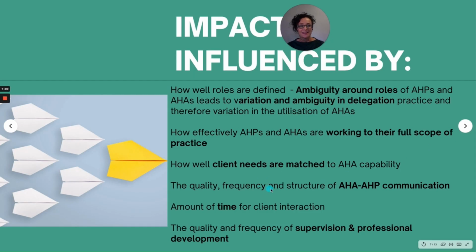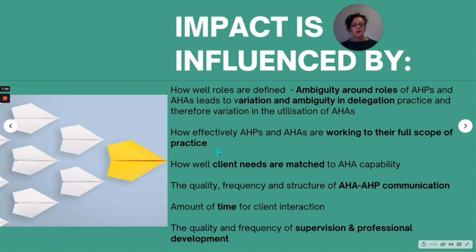We know that the impact of an allied health assistant is influenced by these things. Firstly, how well their role is defined. We know that ambiguity around the roles of allied health professionals and assistants leads to variation and ambiguity in delegation, and therefore variation in the utilisation of allied health assistants. If we reflect on the last presentation, we talked about some of the key workforce issues affecting allied health assistants, and we talked about underutilisation and the fact that allied health assistants can't transfer their skills from one setting to another. This is a core reason why.